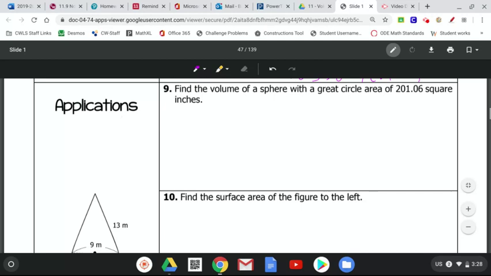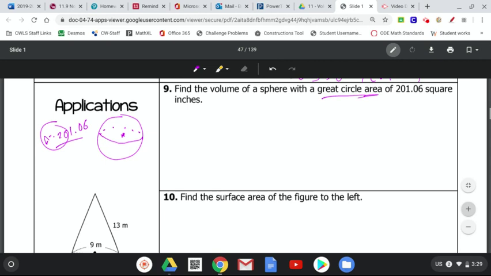So basically, remember, if we have our sphere, the great circle is the one that comes in and cuts it right in half. So what they tell us is a great circle is just a circle, and it has an area of 201.06. Now you got to think because we're going from two-dimensional to three-dimensional. This great circle is just two-dimensional. It tells you that the area is that number, 201.06.